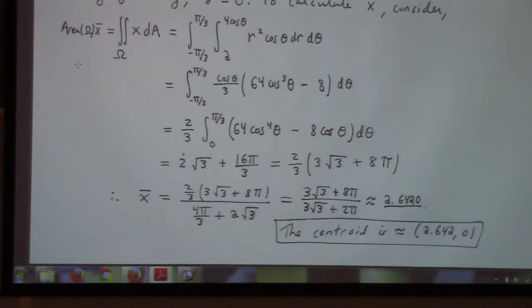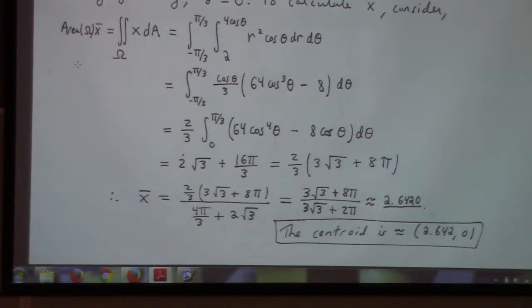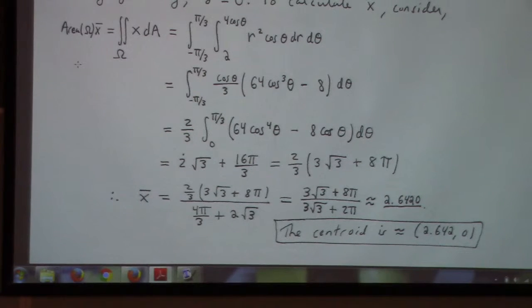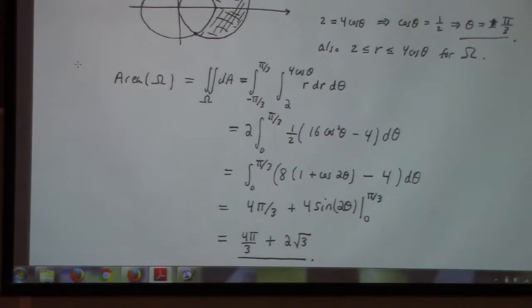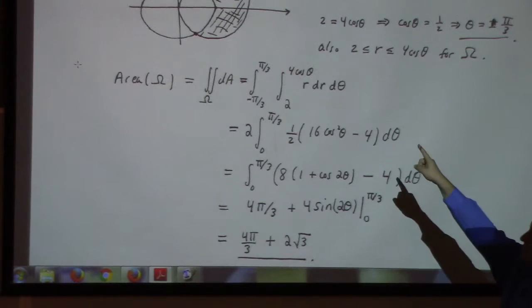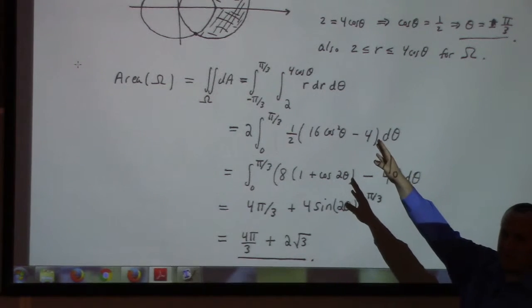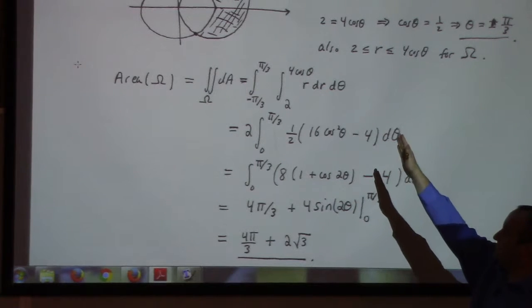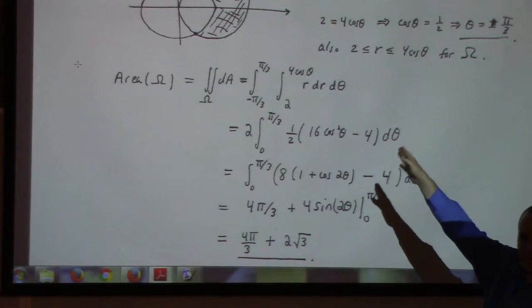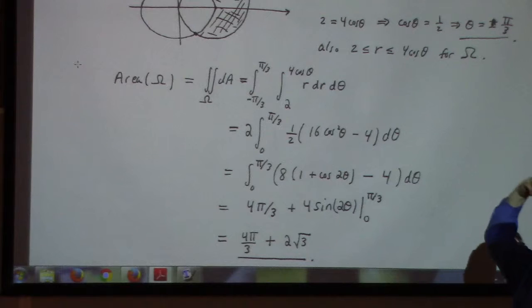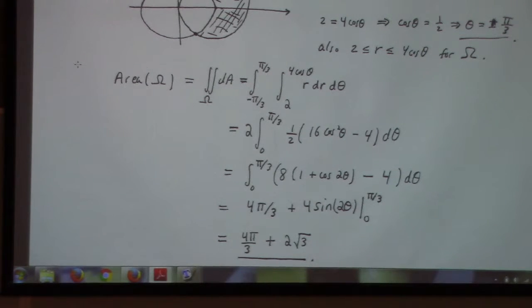Anyway, I get about 2.642 once I run the numbers. And that makes sense to me if you go back and look at the original graph. That looks kind of ballparkish. If you look at this, the inner circle is radius 2, right? So 2.6 makes sense as where the centroid is for this region. It looks right to me.